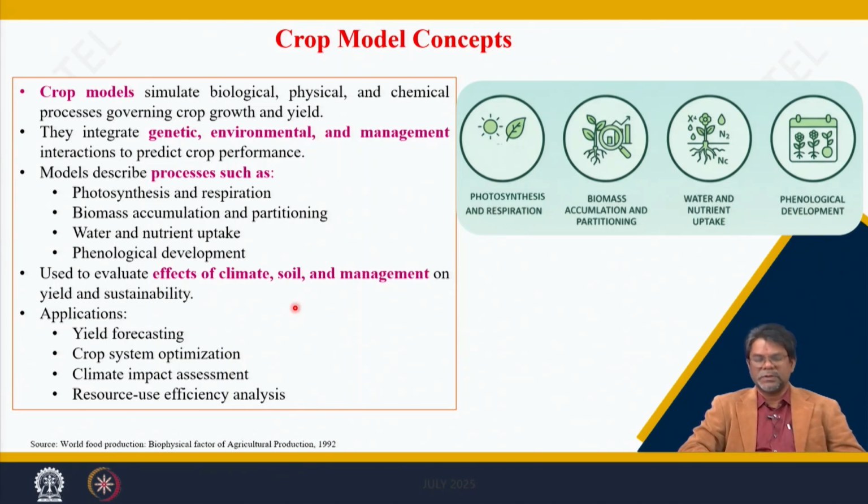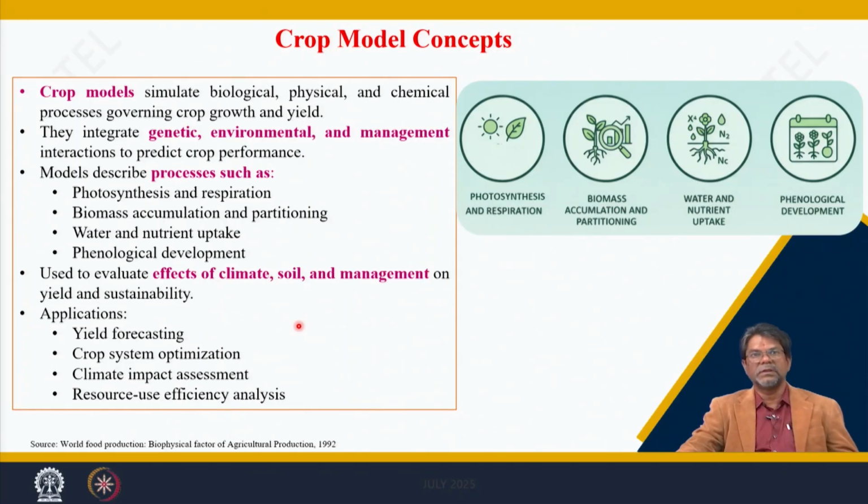Then resource use efficiency analysis: how we can optimize resource applications, particularly water, nutrients and, of course, plant protection measures and pesticides. The intensive use of chemical pesticides causes a lot of health issues. So, using crop models we can optimize how much pesticide should be used for maximum production without affecting human health. So, this is the concept of crop models that we are discussing.